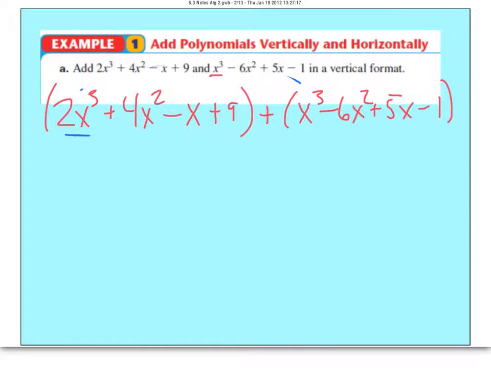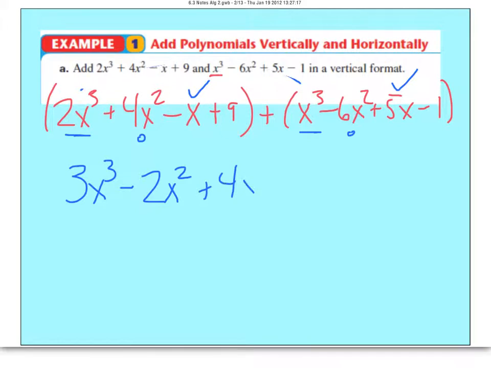So we have here a 2x cubed and a 1x cubed. I'm going to add those together to get 3x cubed. I have a 4x squared, a negative 6x squared would be a negative 2x squared. Then we have a negative x and a plus 5x. That would be a plus 4x. And then we have a plus 9 minus 1, which would be a plus 8.